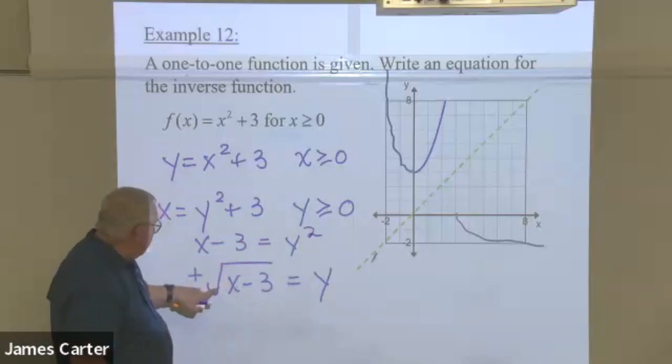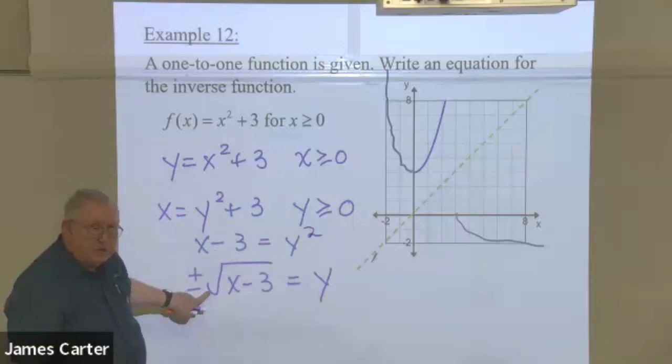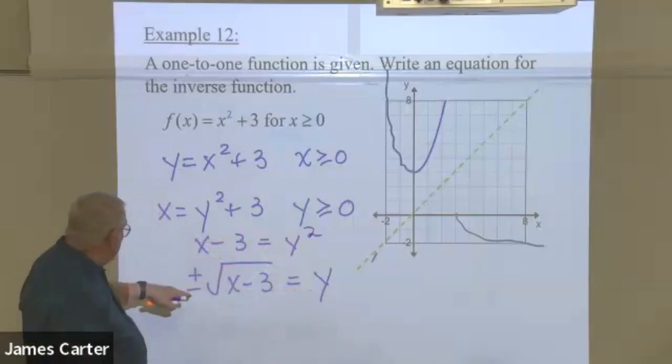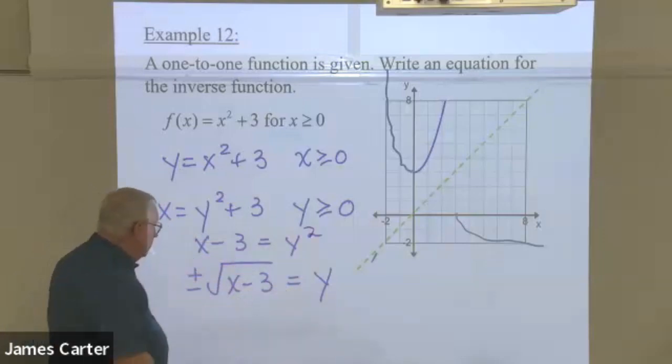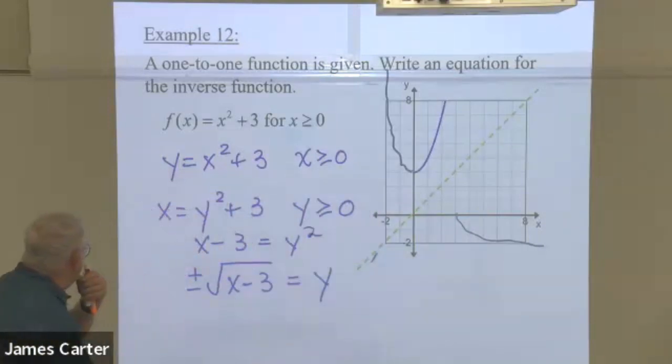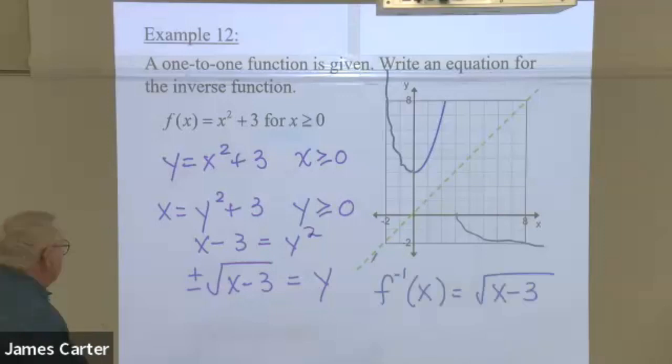Get rid of that square. We have to take the square root of both sides, plus or minus. The square root of y squared is y. Here we got that. It simplifies, and then finally we replace the y with this.